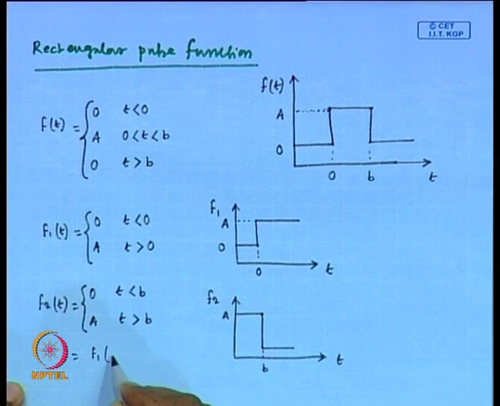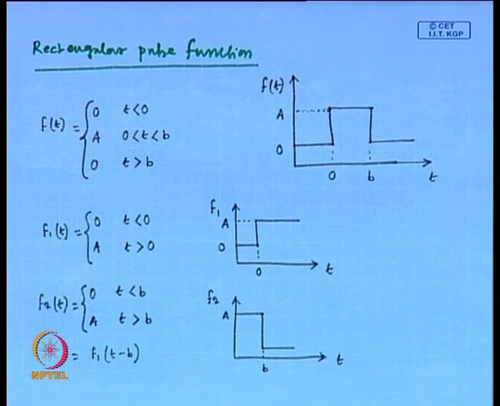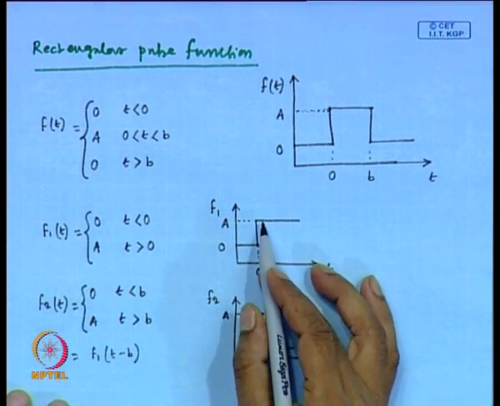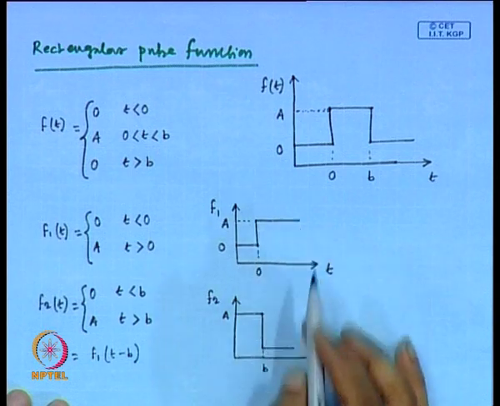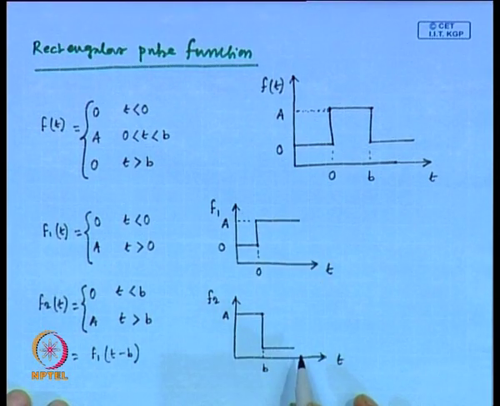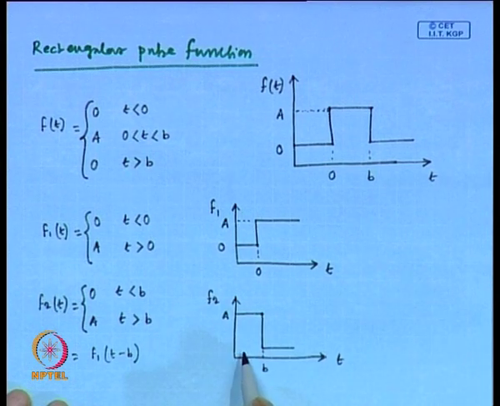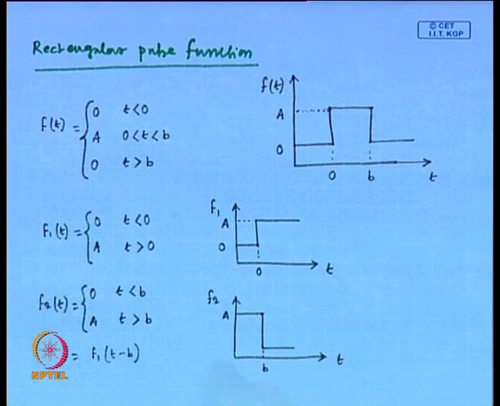That means this is f1(t - b). Here the first function is increasing the step, and here we are considering decreasing. The initial value is 0 and this quantity is A. In that way we can write f2(t) equals f1(t - b).